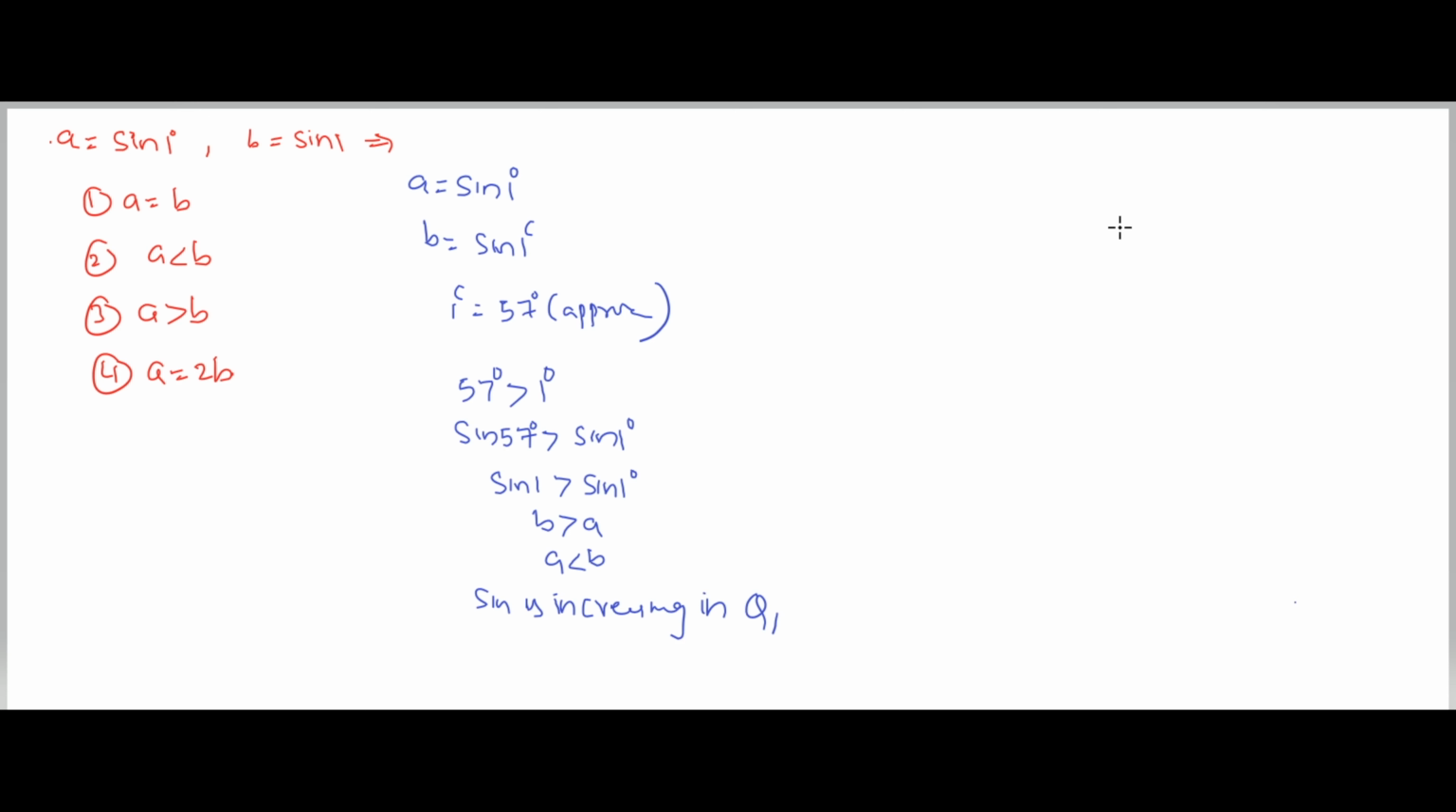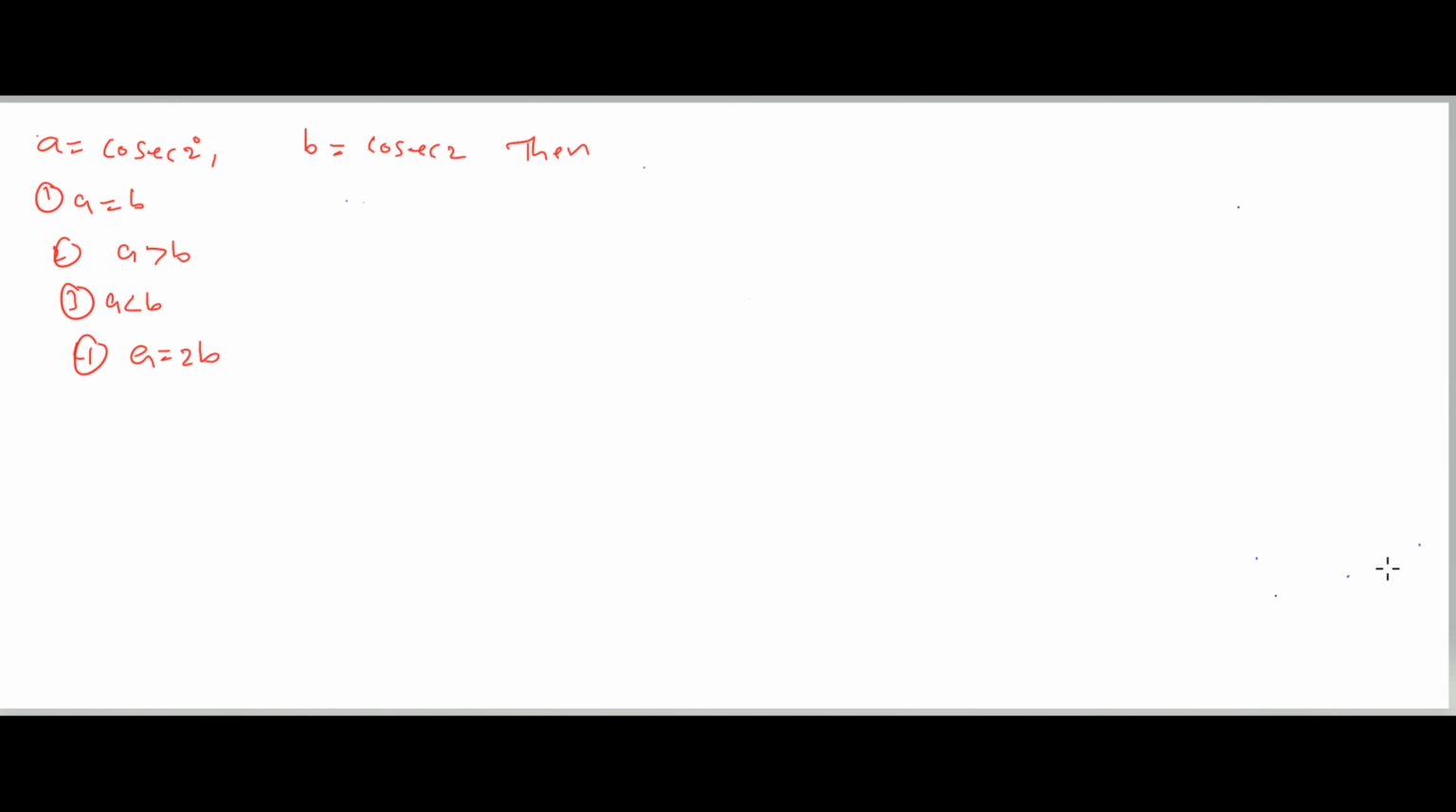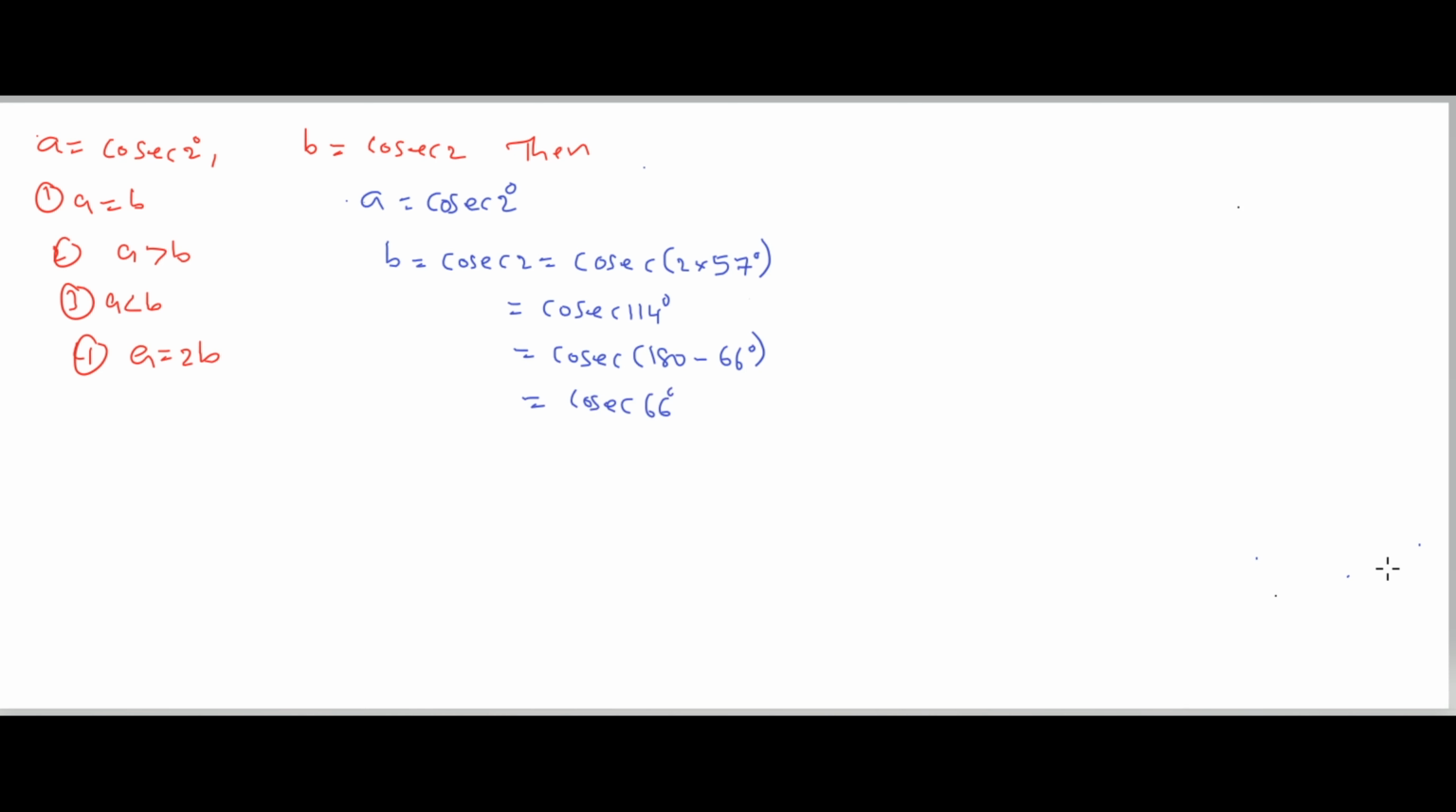That is the answer. A is equal to cosec 2 degrees and b is equal to cosec 2. Then the relation between a and b is dash. Here small a is equal to cosec 2 degrees and b is equal to cosec 2, that means 2 radians, that is cosec of 2 into 57 degrees, which is cosec 114 degrees. This is written as cosec of 180 minus 66 degrees. 180 minus theta lies in the second quadrant, and in the second quadrant cosec is positive, that is cosec 66 degrees.